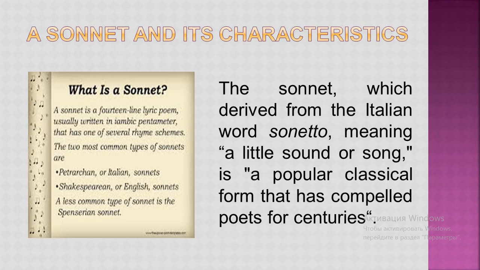A strict rhyme scheme. The rhyme scheme of a Shakespearean sonnet, for example, is ABAB, CDCD, EFEF, GG, written in iambic pentameter. Sonnets are written in iambic pentameter, a poetic meter with 10 beats per line, made up of alternating unstressed and stressed syllables. A sonnet can be broken into four sections called quatrains.